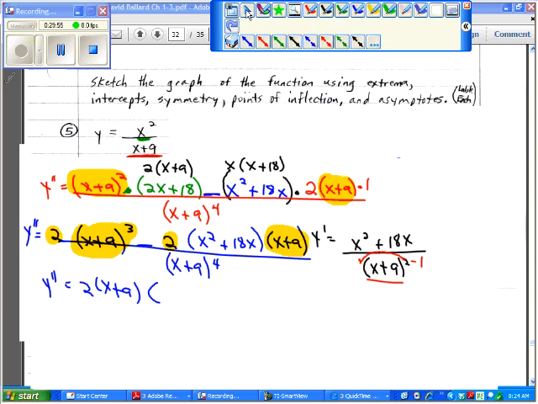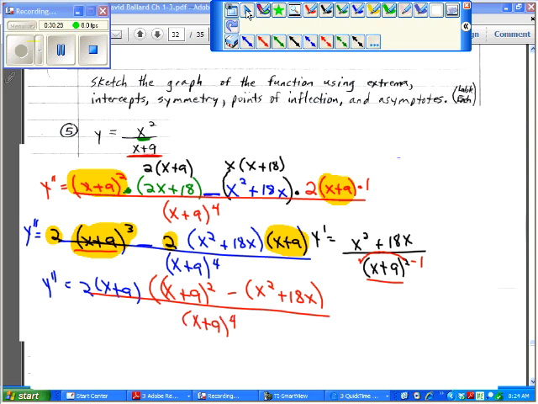And inside, from the first chunk, we're going to have an (x+9)^2. And on the second chunk, we pulled off the 2, so we're going to have a minus x squared plus 18x. And this is all over (x+9) to the 4th power. Okay?